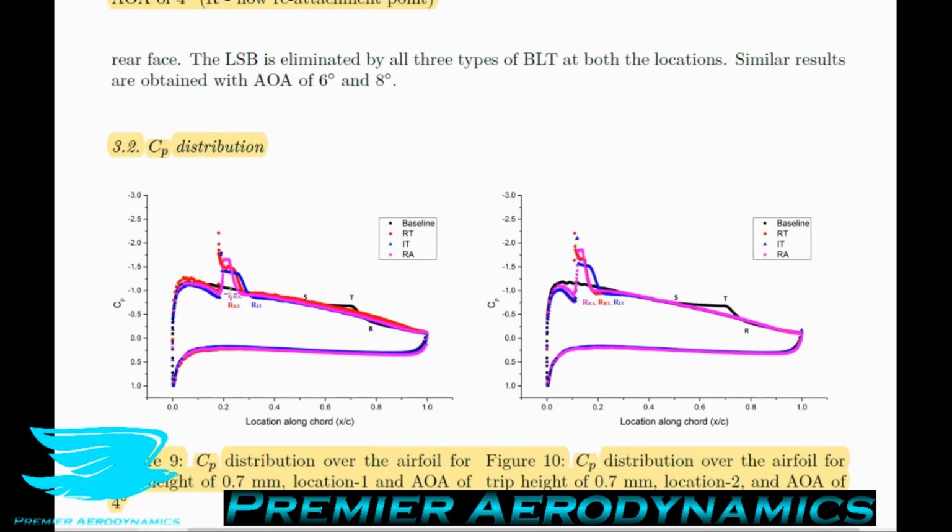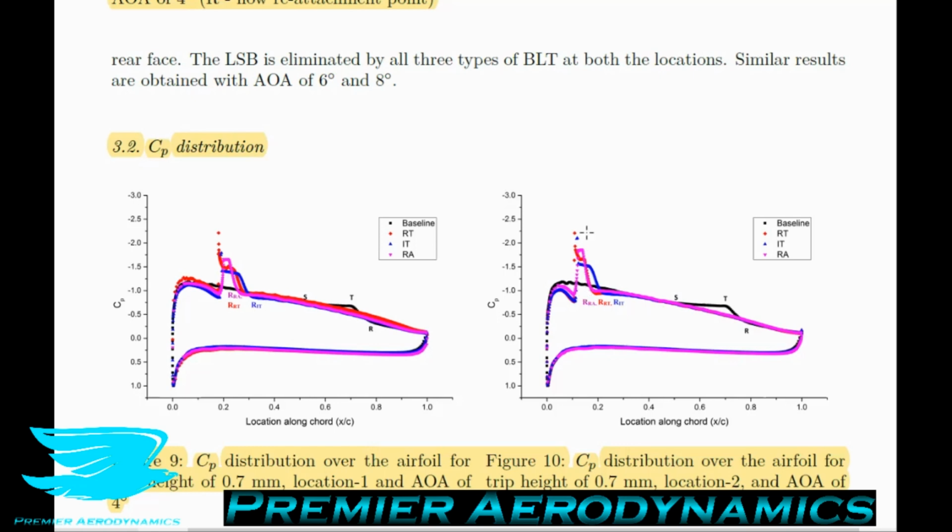In other words, we have the baseline airfoil, which is in black here, and obviously the baseline airfoil doesn't have any trips. For both figures we can see that the pressure coefficient drops a little bit more than what you'd expect, around about 70% from the leading edge, and then it drops off again. And that's this LSB forming right here. None of the boundary layer trips exhibit that peak there. They're all quite smooth, which indicates that the LSB has been eliminated from each one of these trips.